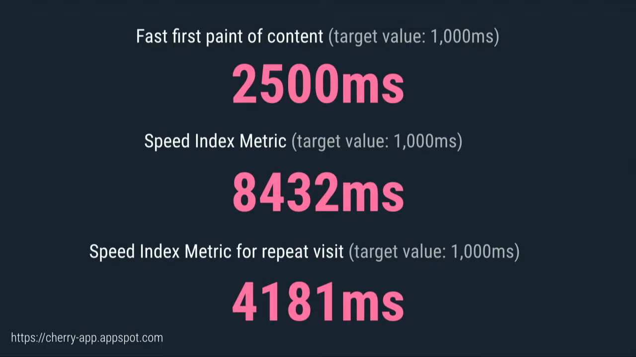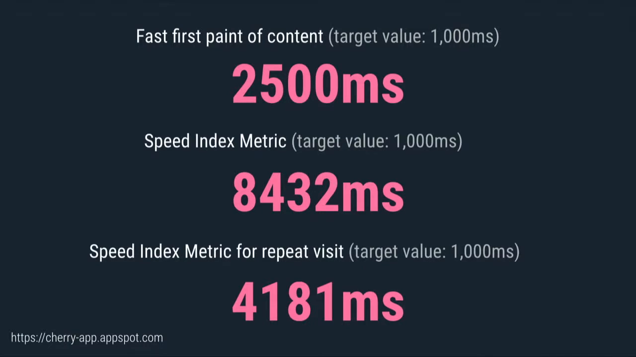On 3G, you take a look at where your goals are for fast first paint. It's taking 2,500 milliseconds for first paint in this app. Our speed index metrics are 8,000, 8,400. That's crazy. We shouldn't be taking so long for our users to actually be able to start using this application.